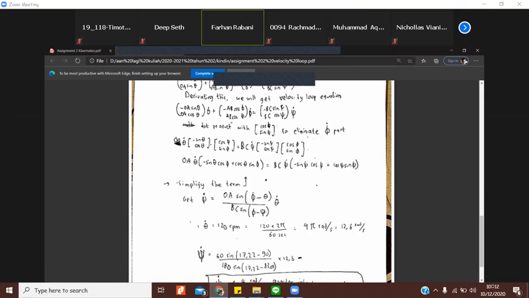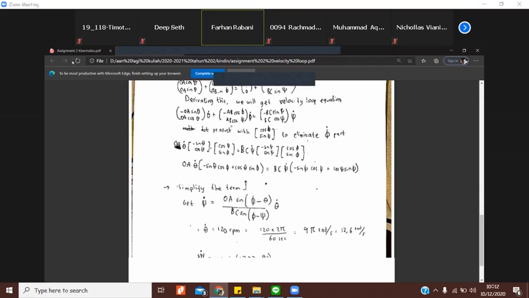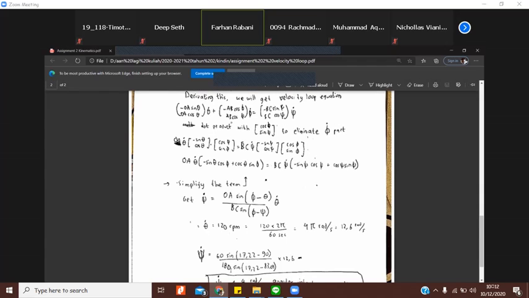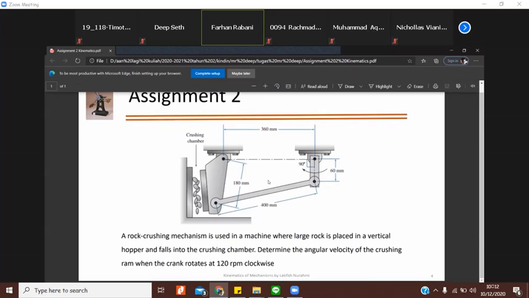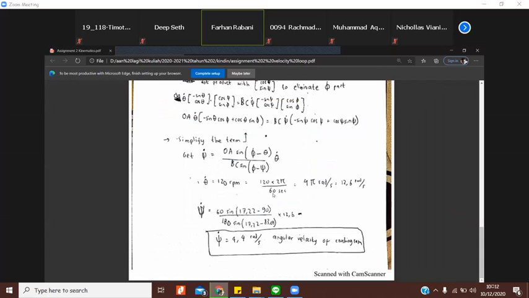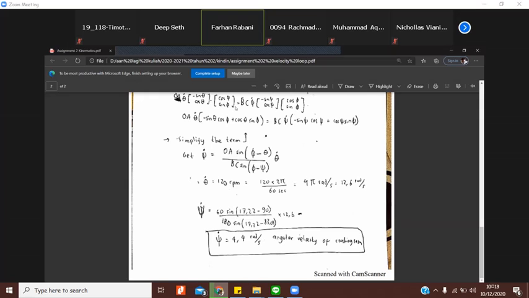Theta dot we get from the problem, which is 120 RPM, but we'll change it to radians per second. One rotation is the same as 2 pi, and per minute we need to change the minute to seconds, which is 60 seconds, so theta dot is the same as 12.6 radians per second. We'll plug in all the numbers into this equation and get the final angular velocity of the crushing ram, which is 4.4 radians per second. I think that's about it, ma'am.